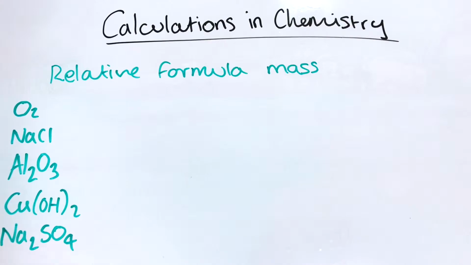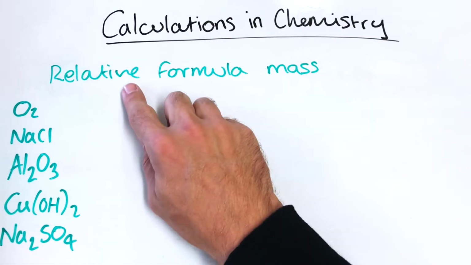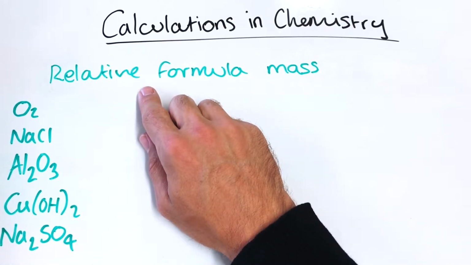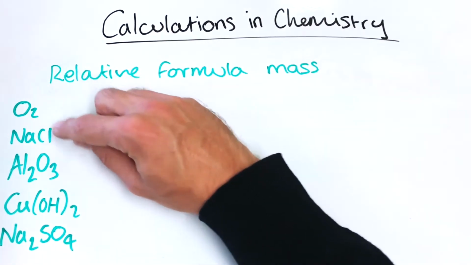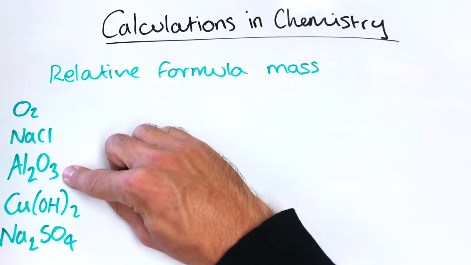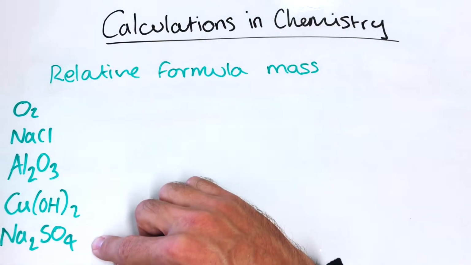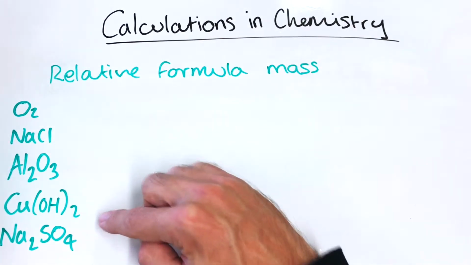The next key term to look at is the idea of relative formula mass. Previously we've just looked at relative atomic mass. Relative formula mass is the total of all the different masses of atoms that make up a particular molecule or compound. My examples here are molecules of oxygen, sodium chloride, aluminium oxide, copper hydroxide, and sodium sulfate. What we can do is work out the relative formula mass for each of these different examples.